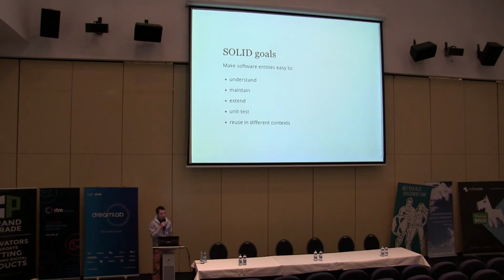The goal of SOLID is to make software easy to understand, easy to maintain, easy to extend, unit test, and reuse in different contexts. It's all about ease of change and about loose coupling. Because the problem of software which is hard to change is that its components, its different parts of the system, are too tightly coupled. And even if you'd like to change one small thing, one small detail, you still have to change lots of code, all the parts of code that are related, that are tightly coupled to the code that you want to change.